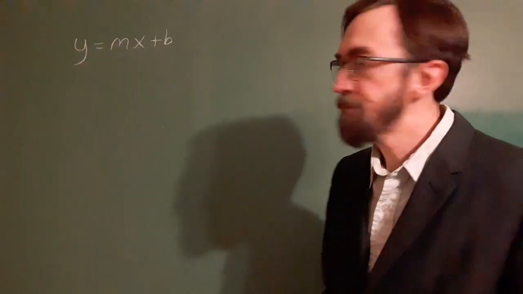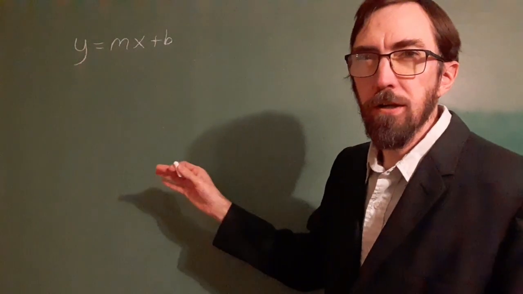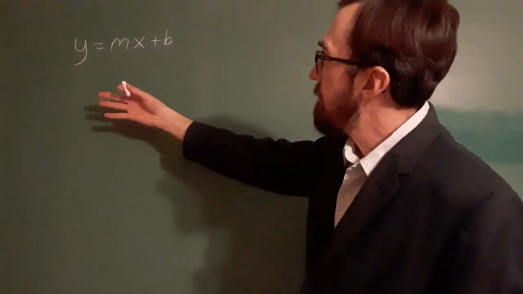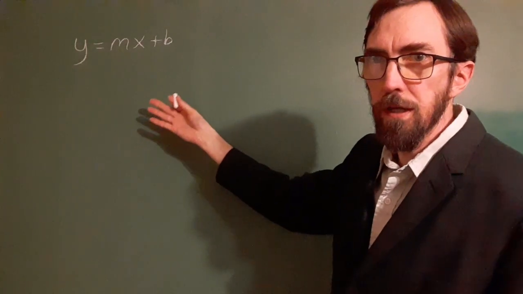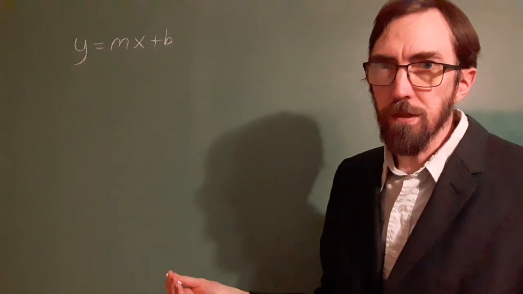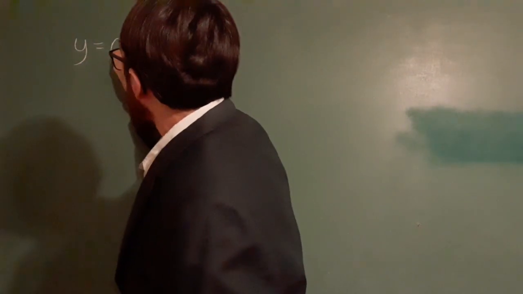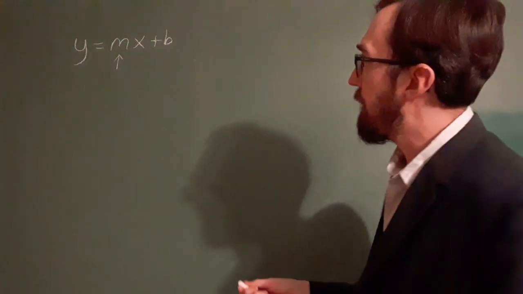I want to talk about the average rate of change formula for a function. But I want to motivate this with some of the background that we've picked up from Algebra 1. I have the slope-intercept form for a linear equation, which graphs a straight line. The m value here is the slope, and we have a nice formula for that.